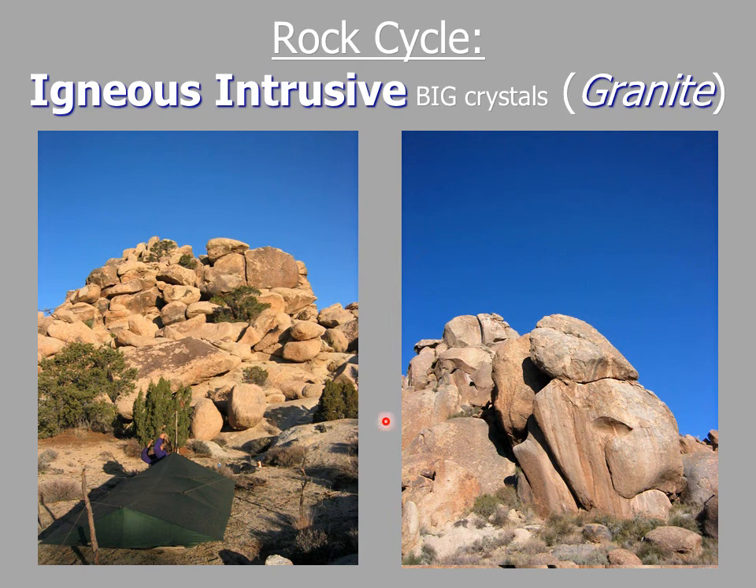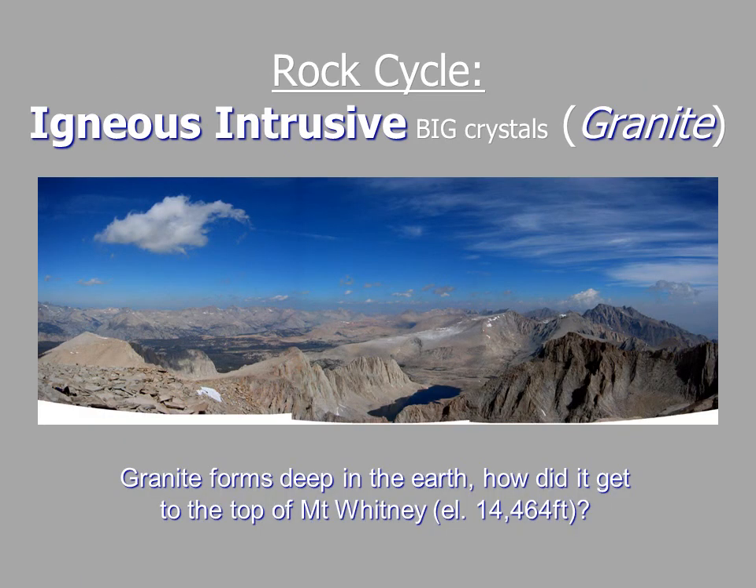This is near the McDowell Mountains. This is Joshua Tree. Everybody loves this stuff. I love this stuff. This is cool. This is a picture from the top of Mount Whitney. It's the highest mountain in the continental United States, 14,464. And every rock you see in this picture is made up of granite.